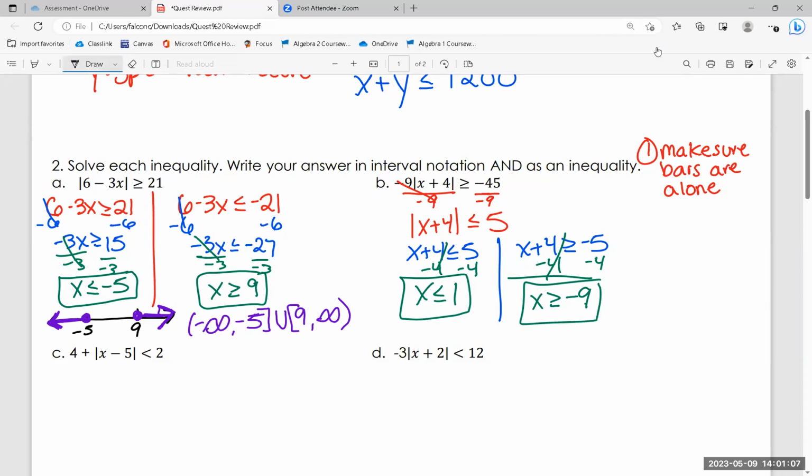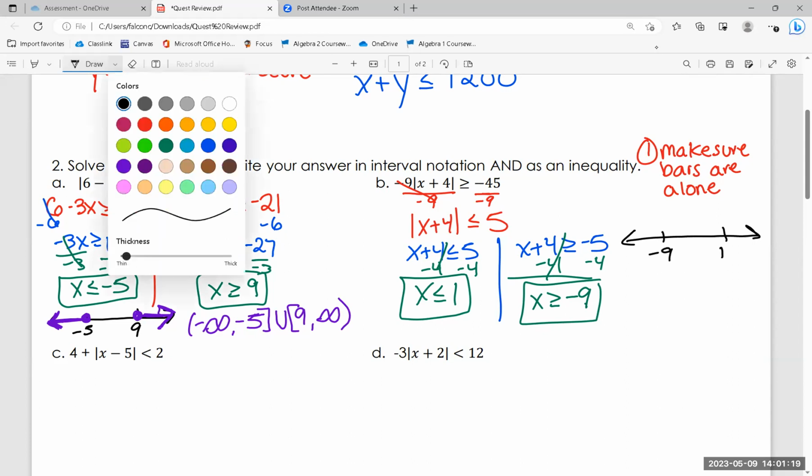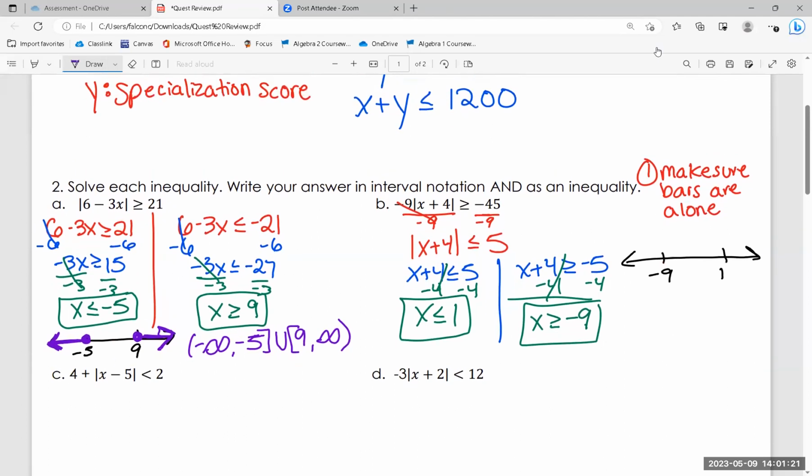All right, so for these, they want us to do interval notation. So I'm going to draw a little graph just to help me. So I have a solution at 1 and then -9. So we want closed circles again for these because they're equal to. And then we want less than 1 and greater than -9. So this one would be an and, so it's in between -9 and 1.